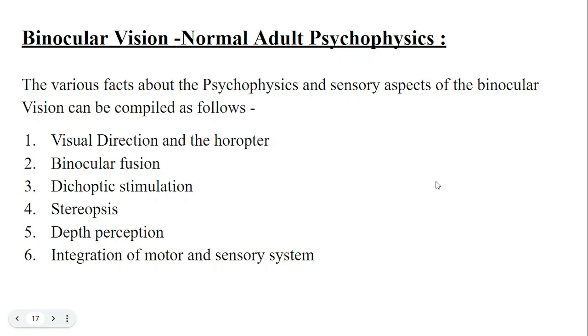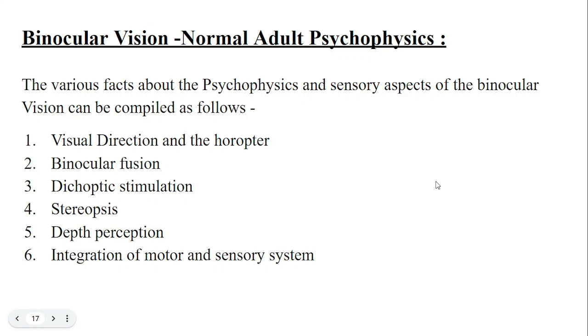Dichoptic stimulation is the presentation of different images to each eye, which can be used to test binocular vision and to diagnose binocular vision disorders. Stereopsis is the perception of depth and 3D structure based on the difference between the images received by each eye. It relies on the brain's ability to compare the images from each eye and to calculate the difference in position between corresponding points in the two retinas.